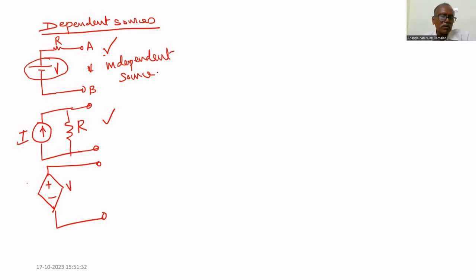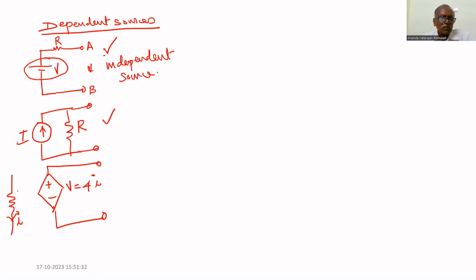Suppose this is part of a circuit. In the circuit, I have one current, called I. This voltage depends upon this I, so we can write 4 times I. So for the dependent source, its voltage depends upon the current in this resistor. This resistor is part of the circuit. So V equals 4I.